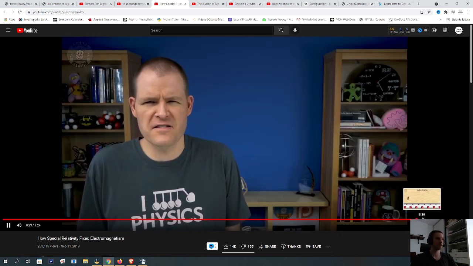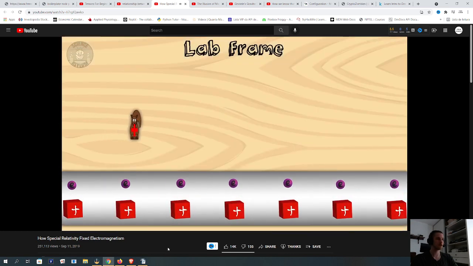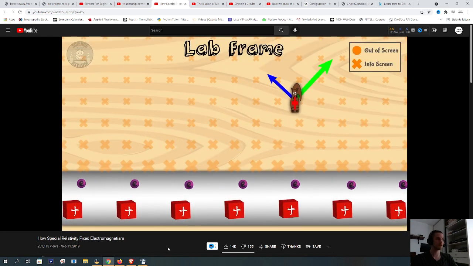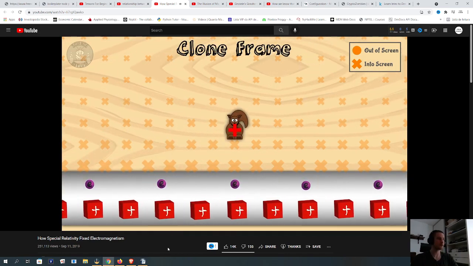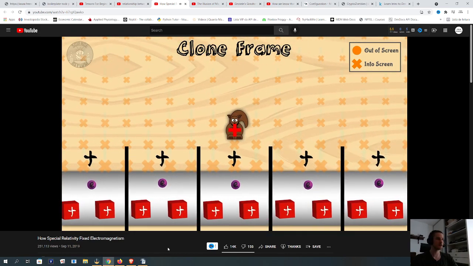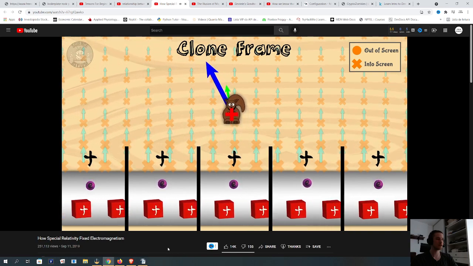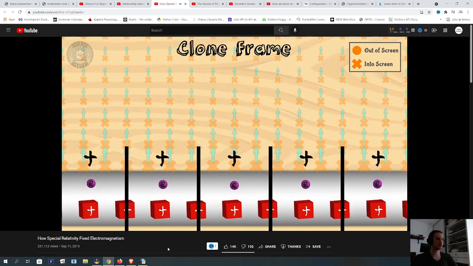So how does special relativity fix electromagnetism? By allowing measurements to change between points of view. In the lab frame, the moving electrons use the magnetic field to exert a magnetic force on a squirrel. In the clone frame, the electrons expanded and the positive bits contracted. This left the wire charged, allowing it to exert an electric force instead. The squirrel was repelled by the wire in both frames. Sometimes magnetism is just electricity in a different frame of reference.